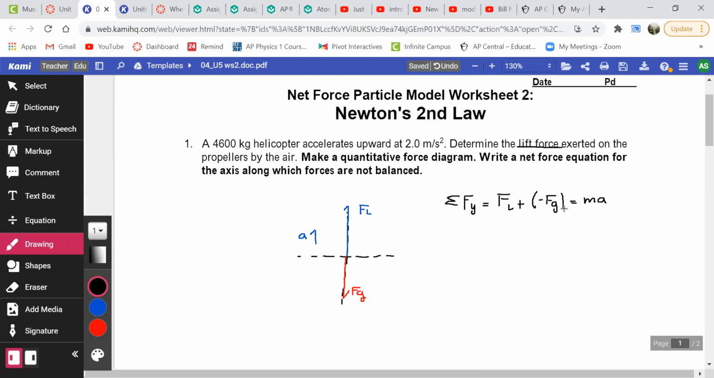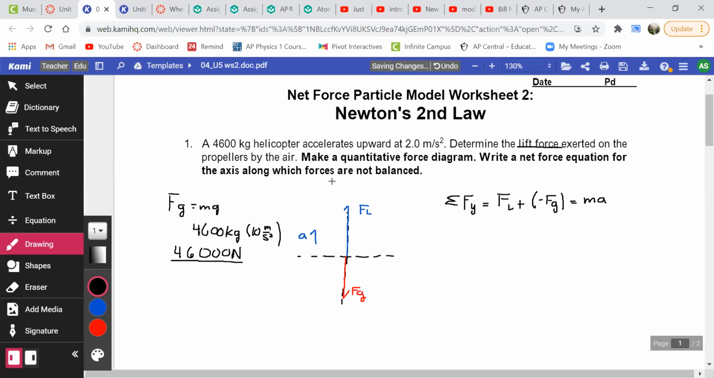That means that gravity must be available. All right, just as a reminder, force of gravity will always equal mg. So the mass here is 4,600 kilograms. And our little g is always 10 meters per second squared. So your force of gravity is going to be the mass times 10. That gives us 46,000 newtons downward. So that means that gravity pulls downward on this helicopter with 46,000 newtons of force.